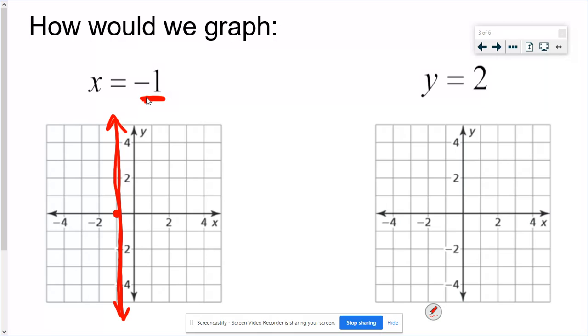In the second problem, there's only a y. There is not an x. It'll touch the y-axis at 2. And it'll just be parallel to the x-axis.